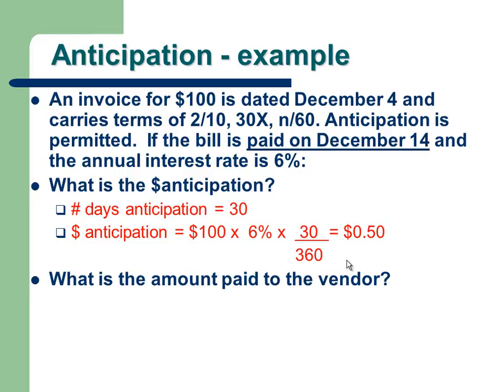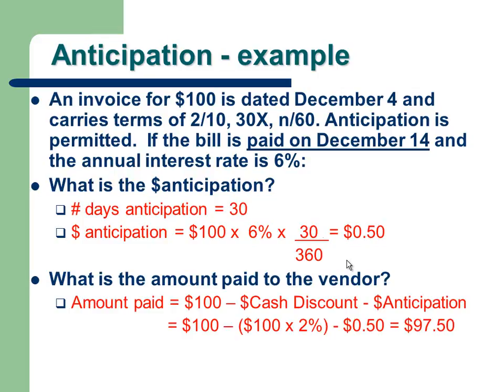So the dollar anticipation will be calculated by knowing the invoice cost, $100, times the annual interest rate on which the anticipation is based, so it's 6%, times the number of days of anticipation, 30 days, divided by 360 days. If you do this calculation, it comes out to be just 50 cents.